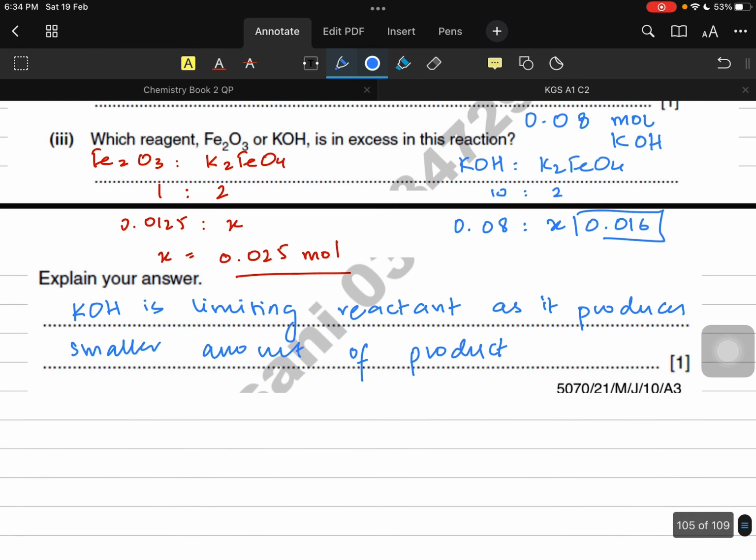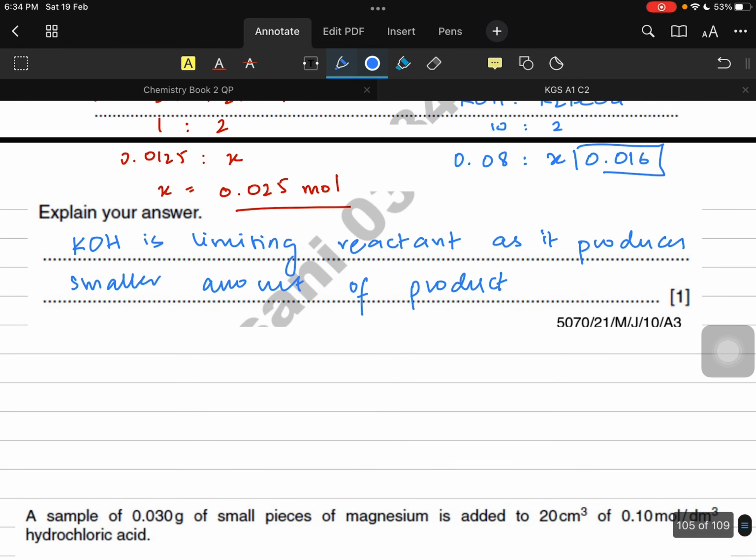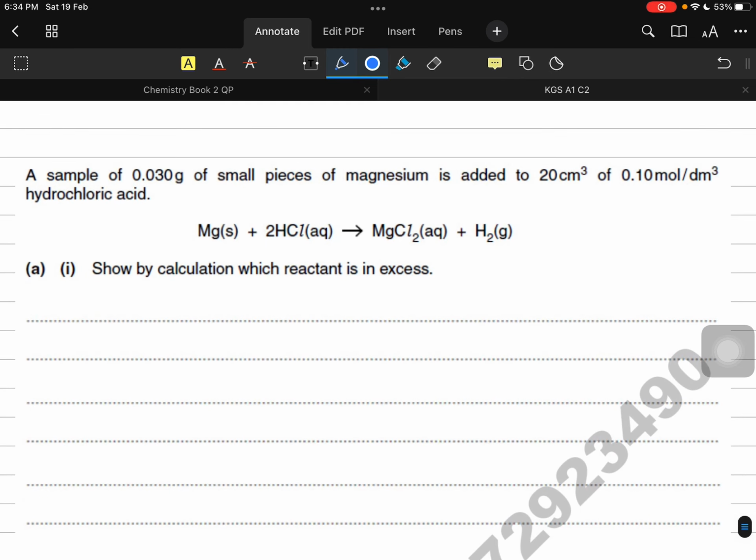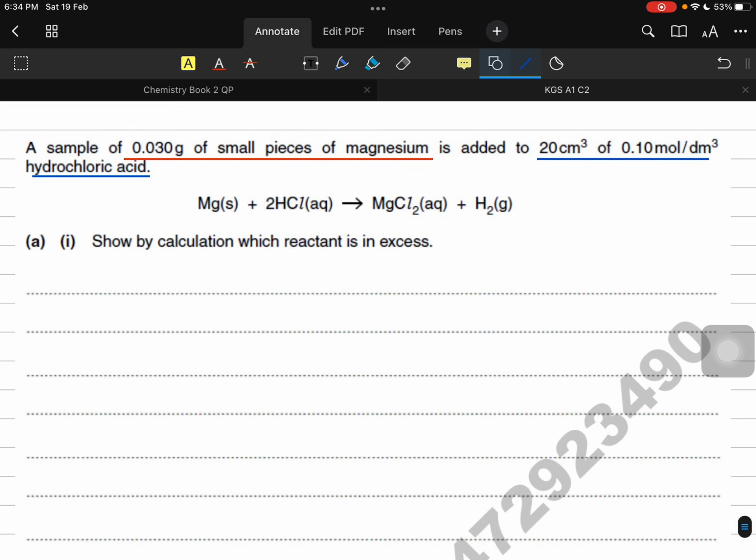Let's try some other question. This was, by the way, from the summer examination of 2010. Let's try this question. It says, a sample of 0.030 gram of small pieces of magnesium, so we have the data for magnesium over here, is added to 20 centimeter cube of 0.10 mole per decimeter cube hydrochloric acid. So that's the data for hydrochloric acid, the concentration and the volume. Show by calculation which reactant is in excess.